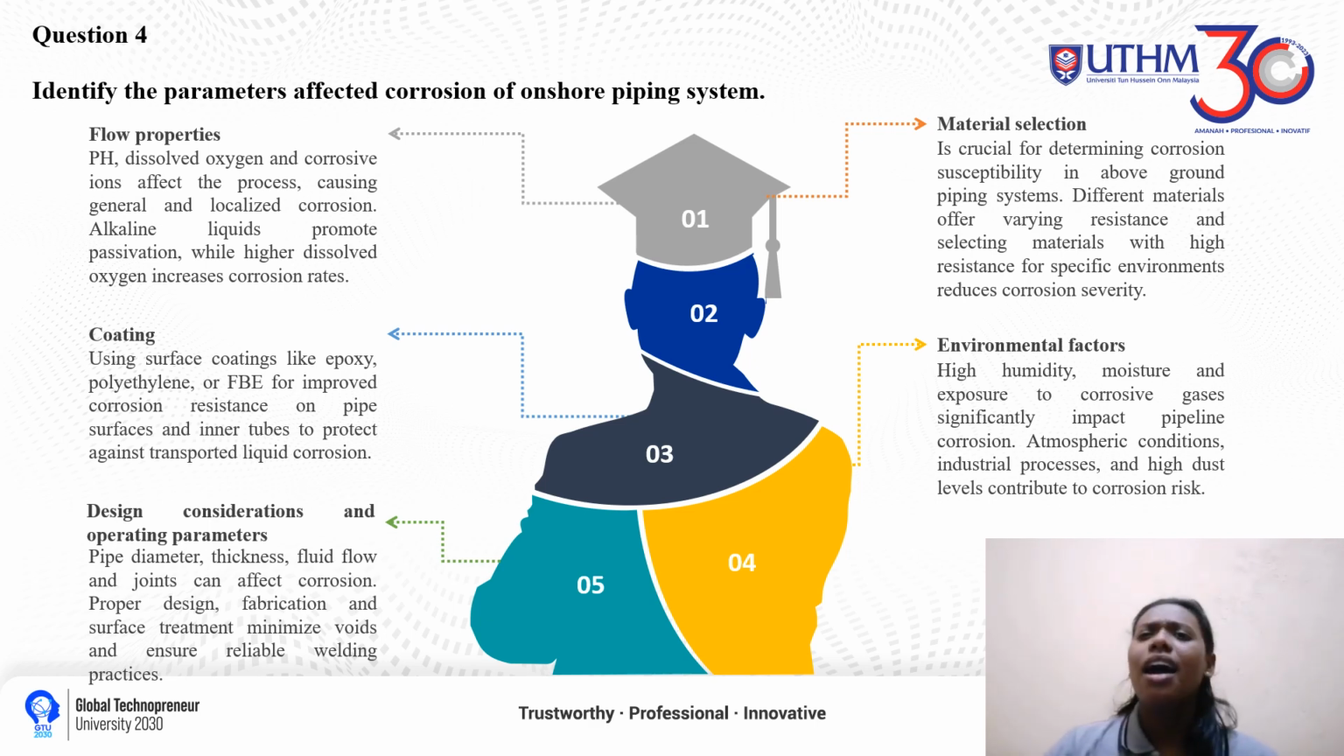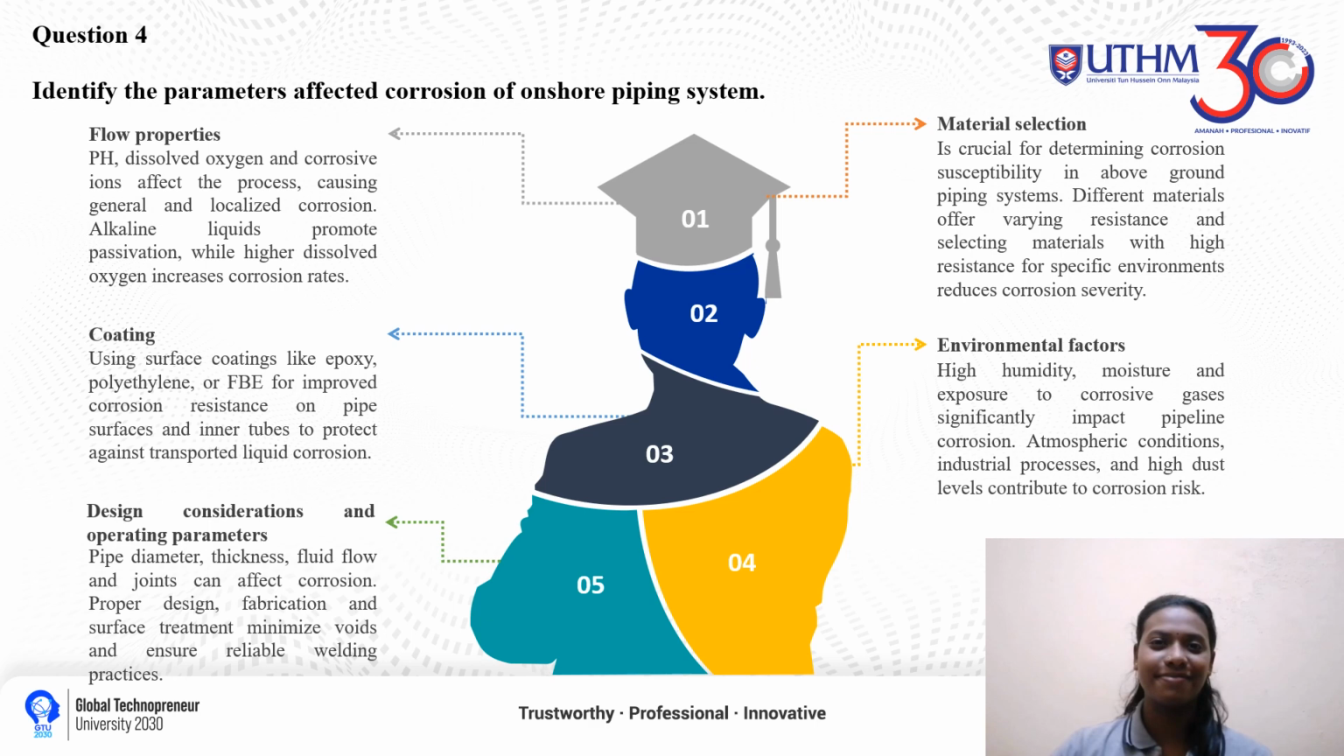Environmental factors such as high humidity, moisture, and exposure to corrosive gases significantly impact pipeline corrosion. The atmospheric conditions, industrial processes, and high dust levels contribute to corrosion risk. Lastly, coating. Using surface coatings like epoxy, polyethylene, or FBE for improved corrosion resistance on pipe surfaces and inner tubes to protect against transported liquid corrosion is also very essential.